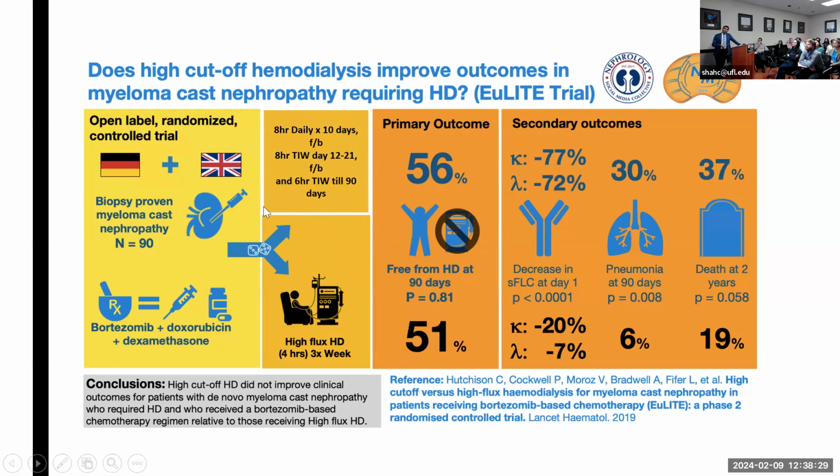So even using aggressive high cutoff dialysis, renal outcomes were not different, but they had a higher risk of pneumonia, 30% versus 6%. So increased risk of infection, and even death was 37% versus 19%. So this study was very concerning: are we doing harm by using extracorporeal light chain removal?